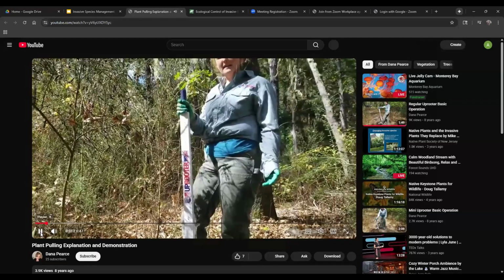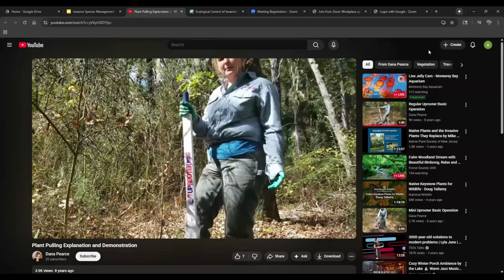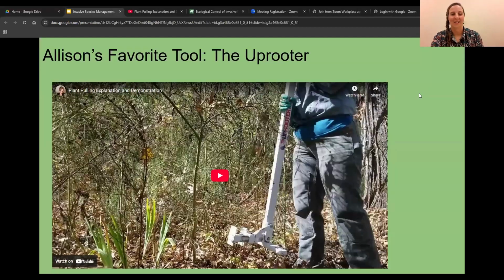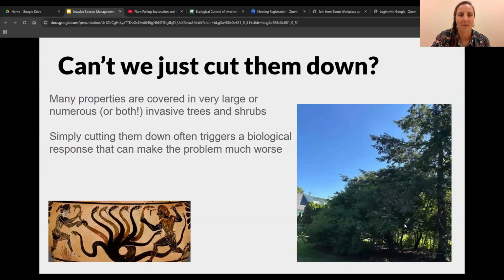That's really cool. Yeah, I love that tool. It's awesome. Let me go back to the Zoom or the slideshow. Sorry. Where'd it go? There we are. Okay. Yeah, really useful. It feels awesome to pull out all the roots with that. That's the best part of it.